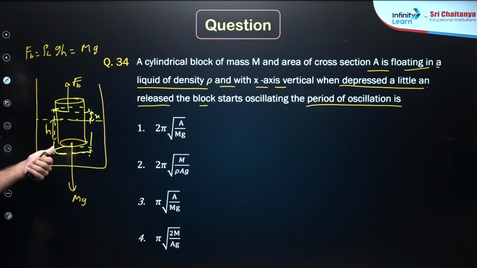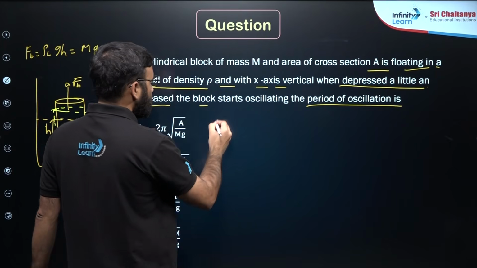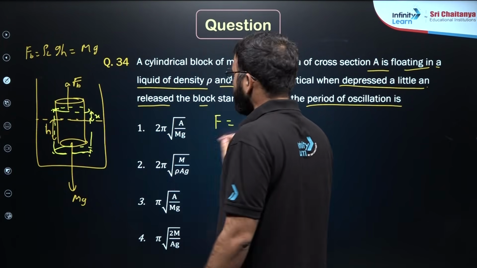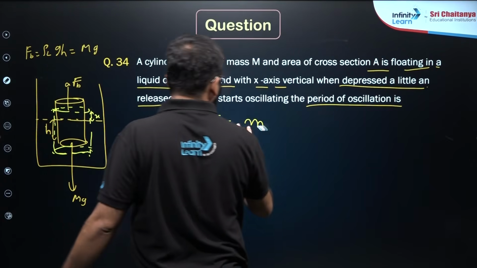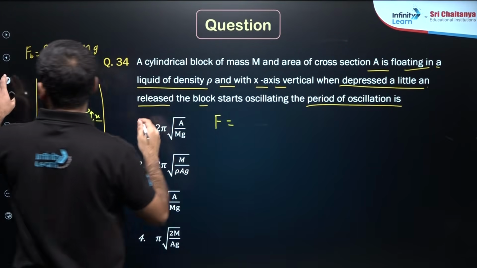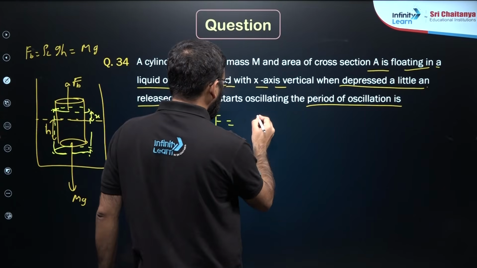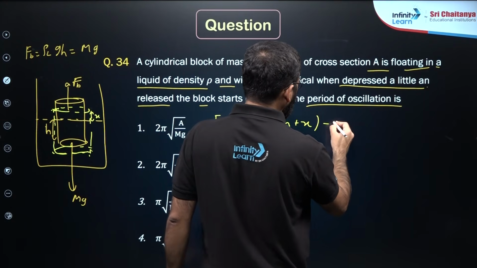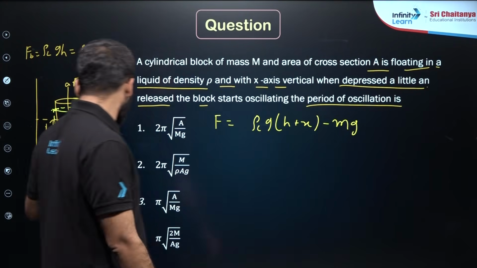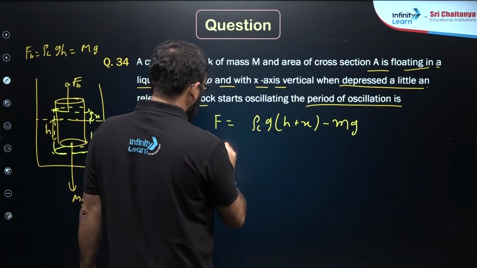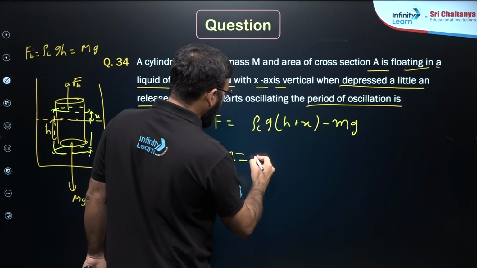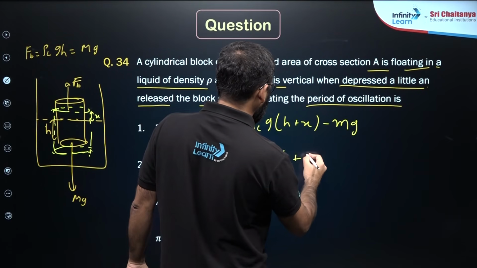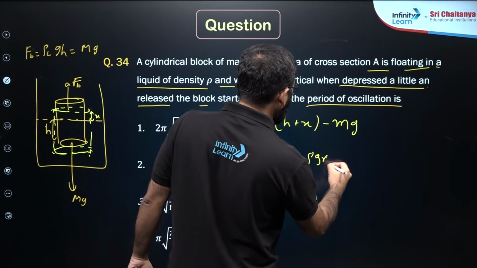So what is the new force of this one? Just use the equation of kinematics. What is the buoyancy force? Both are opposite, so I am writing here. Net force F equals rho L g into (h plus x) minus mg, because mg is always in the downward direction. So F equals m into a, and rho L g h plus rho g x minus mg.